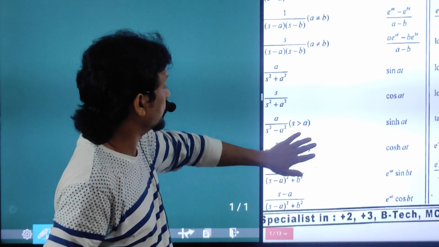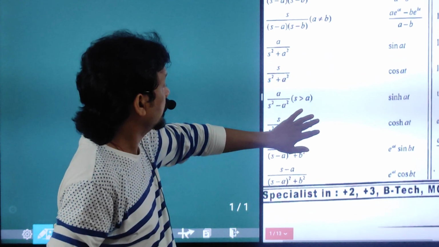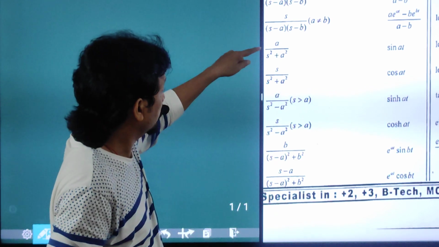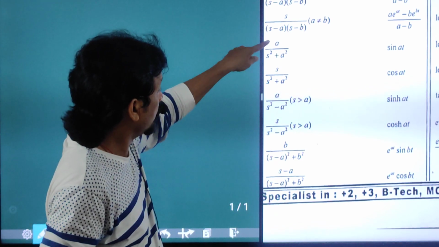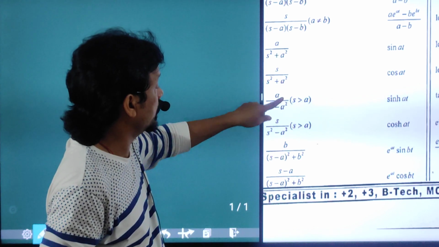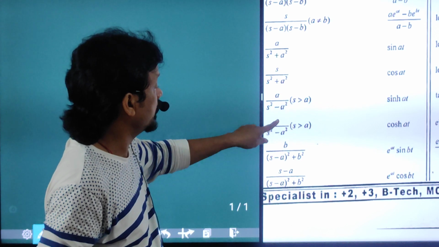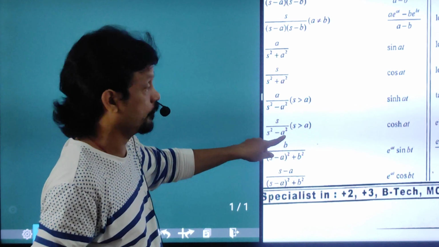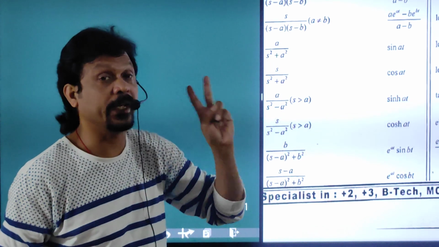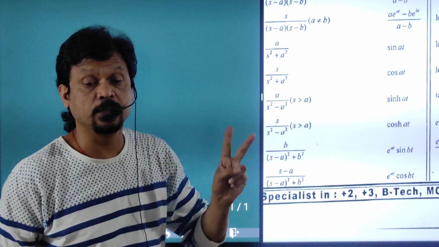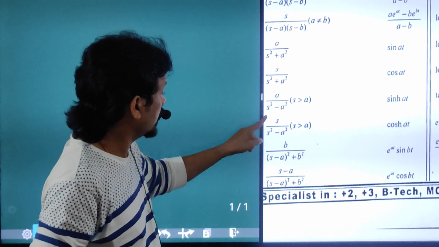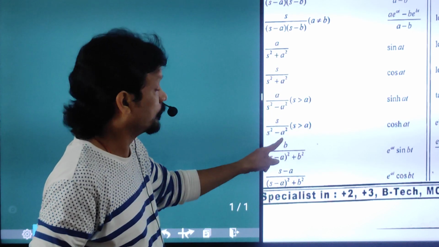These are some of the formulas. Listen, you should see the formulas clearly. So a by s square plus a square, here s by s square plus a square, here a by s square minus a square, here s by s square minus a square. So in the denominator, there are two square terms. One is the square of s, another is the square of a. Clear?